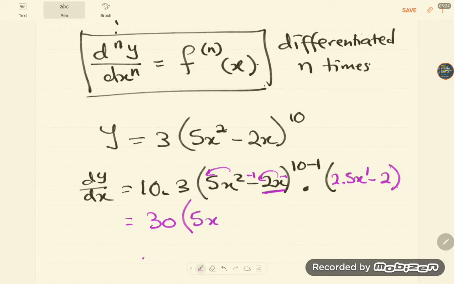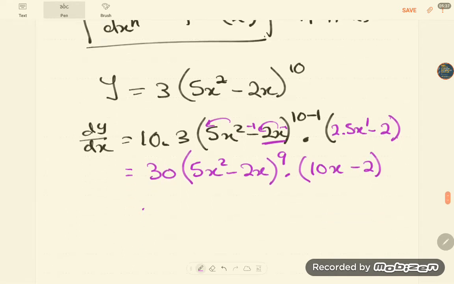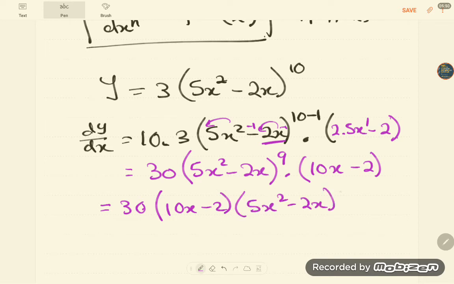This still remains the same. The only reason why we had this is now a 9 dot 10x minus 2. And this is how you present your answer. Or some may actually prefer to put this bracket here. The difference is the same. Like that.